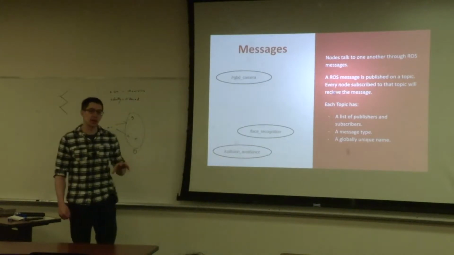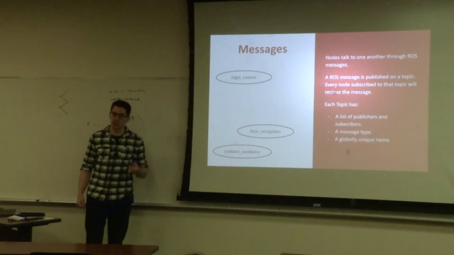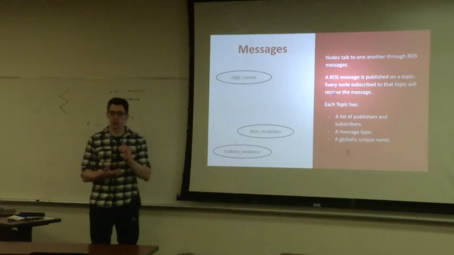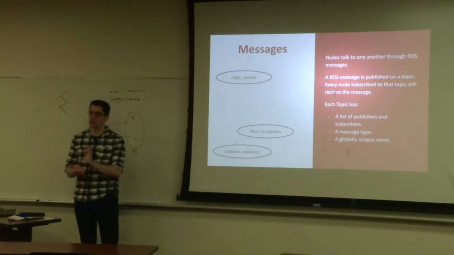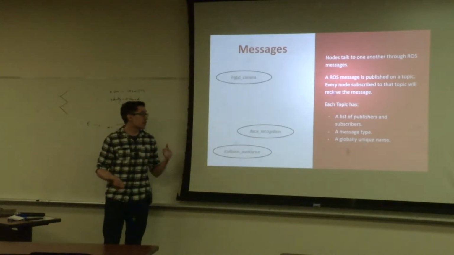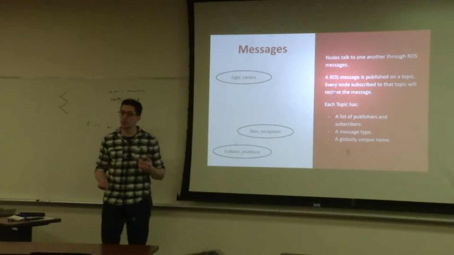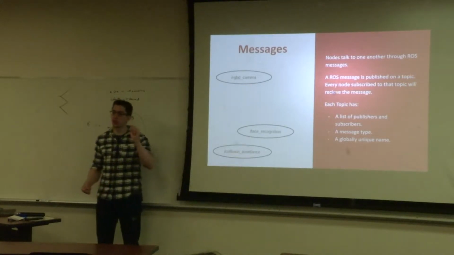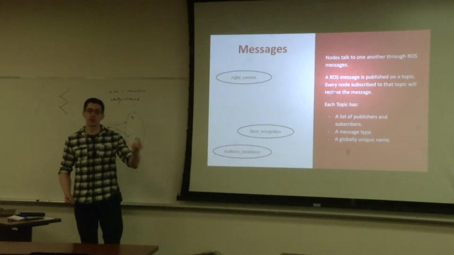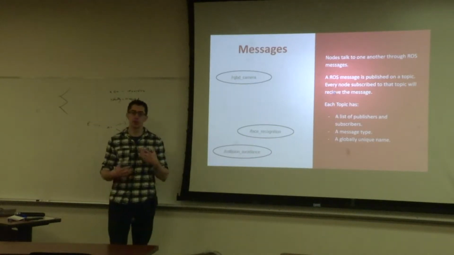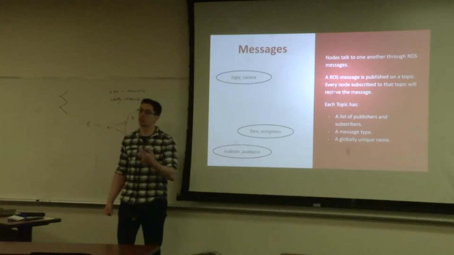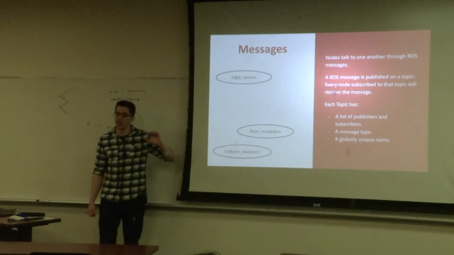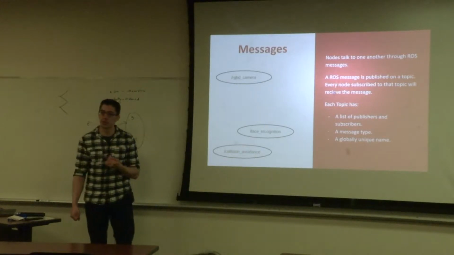Messages are the main way in which nodes will talk to each other. A message is a packet of data. You can define it like a C++ structure that will then be sent on topics. A topic has a unique name. Any node can publish to that topic, and any node can subscribe to that topic. When a node publishes on a topic, every node subscribed to the topic will receive that message. And topics are tied to a specific message type.